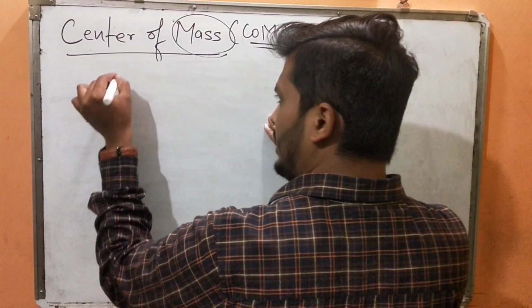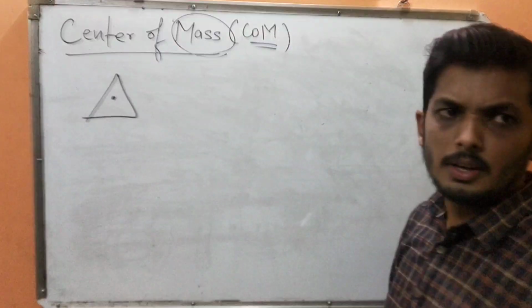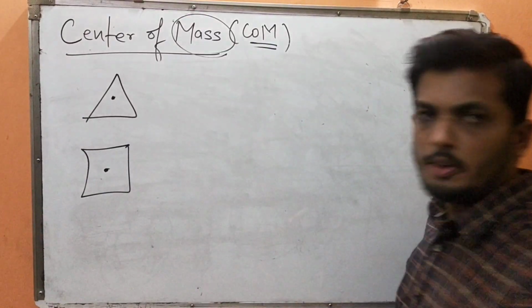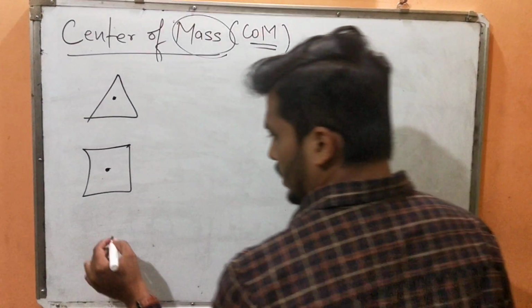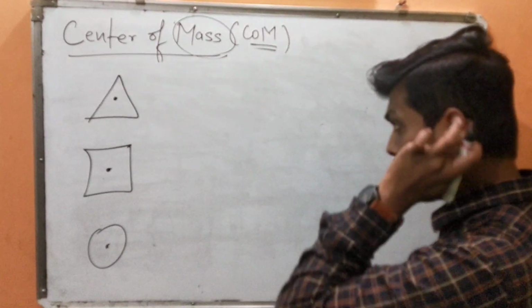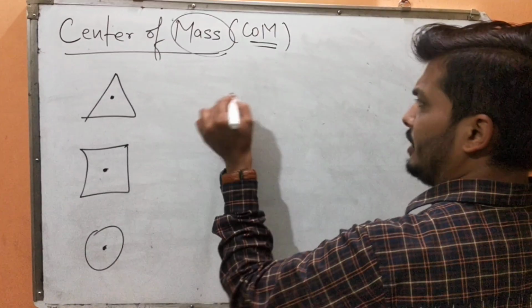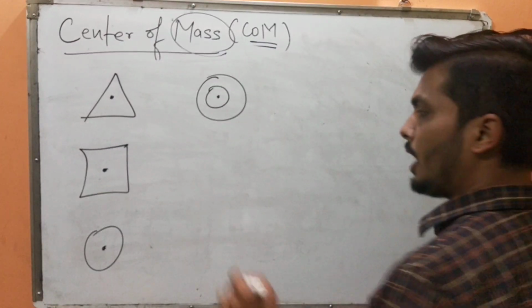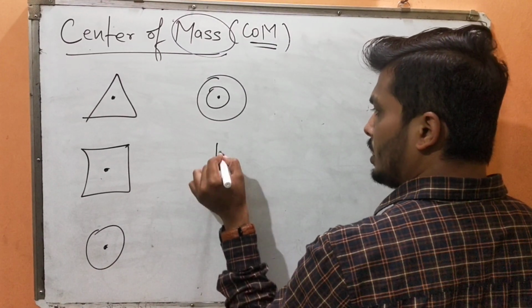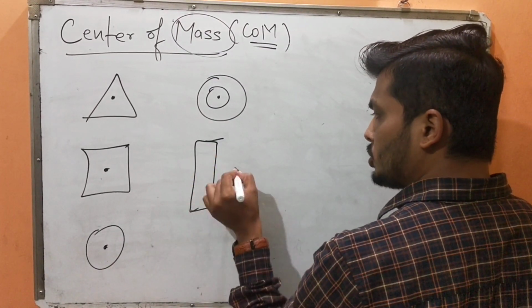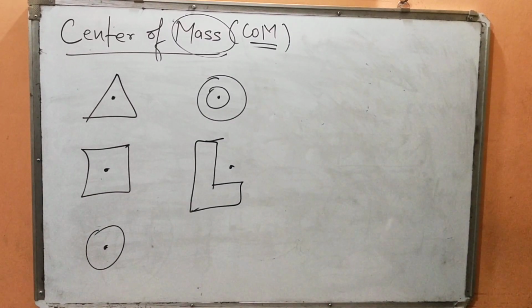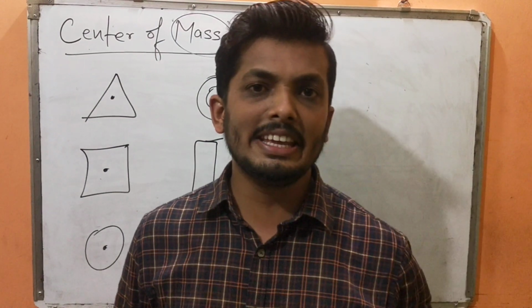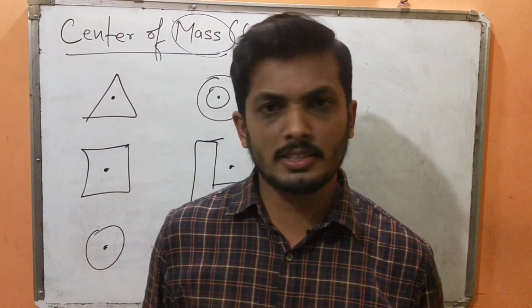So suppose I have a triangle, the centroid of the triangle is my center of mass. If I take a rectangle or square, we will see where the mass is equally distributed. If I have a circle, here is the center of mass, planar circle. If I have a hollow ring, then in this case the center of mass will be here. Are you understanding? If I have an L-shaped rod, the center of mass will be here. So from these two examples you can easily understand that it is not necessary for the center of mass to be inside the body.